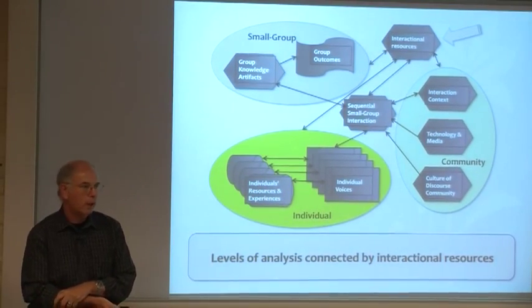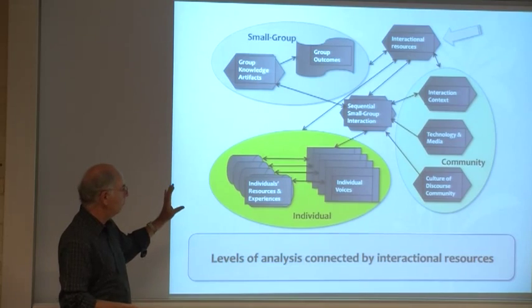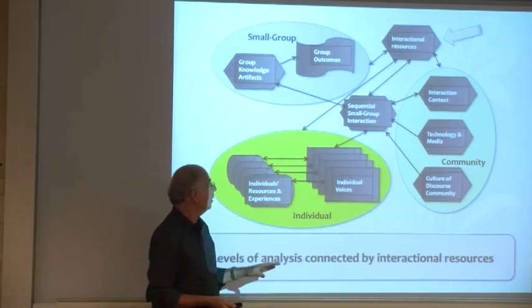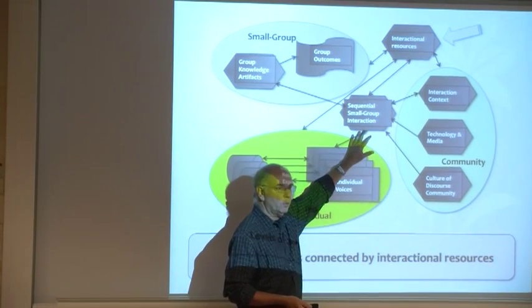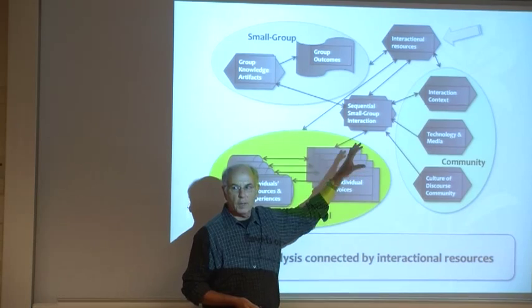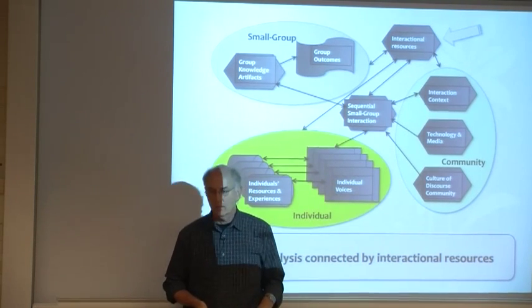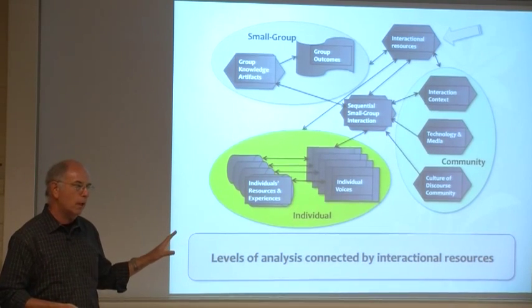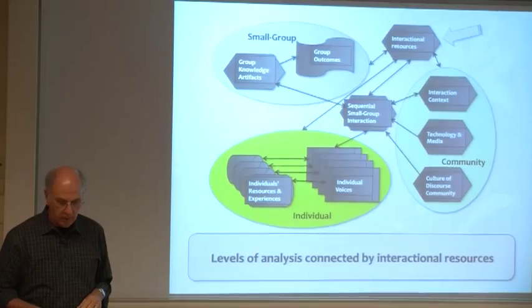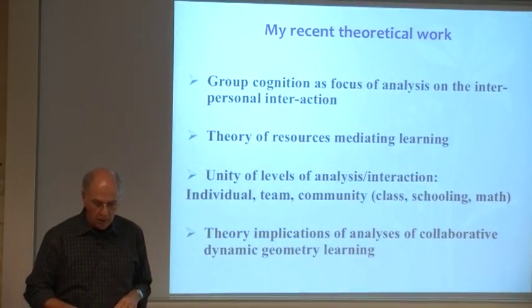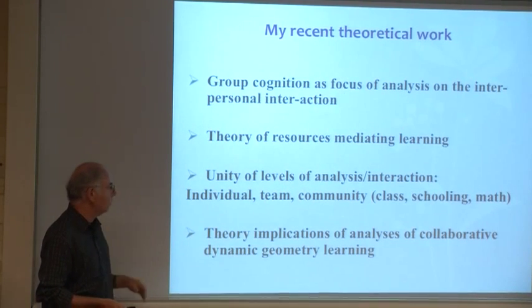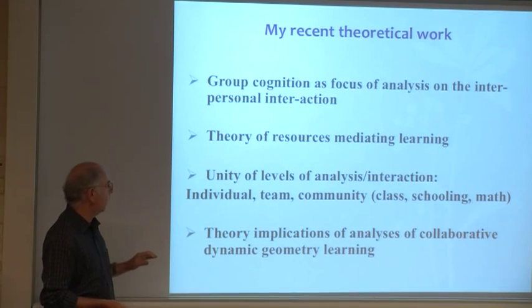So I've tried to, this is just a diagram with these different cognitive areas and how interaction in the small group is the centerpiece that mediates between these. It's not really an answer, it's more posing the question of how does all this happen? So these are the areas that my research has been focused on recently. Group cognition going back a while.